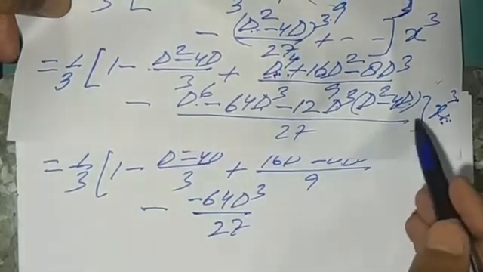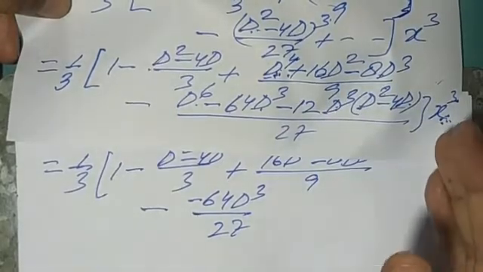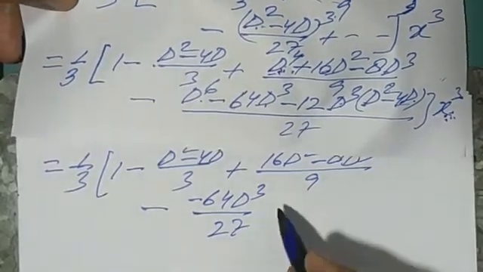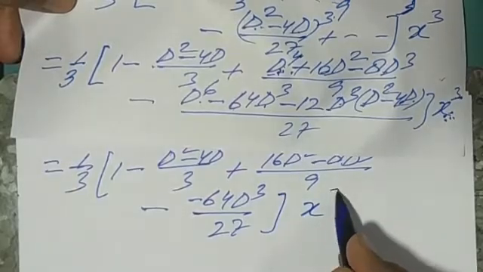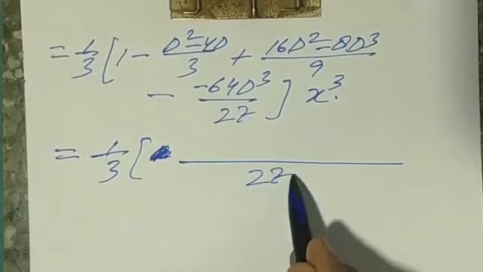That's why we have not written the next terms of this binomial expansion, because the next terms will have higher powers of d, which are useless for calculating the particular integral. So in that way, be very careful about taking the powers of d. So now we have to simplify this, 1 upon 3, 7 LCM.